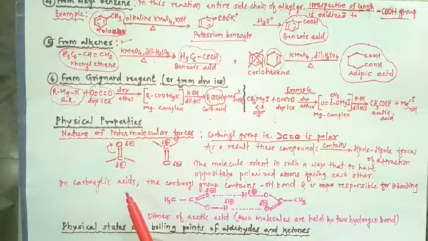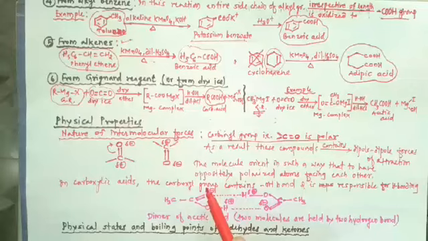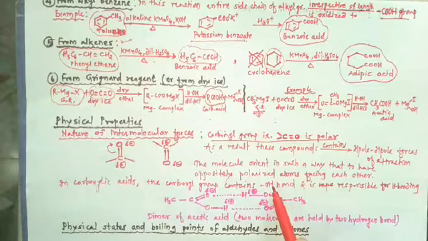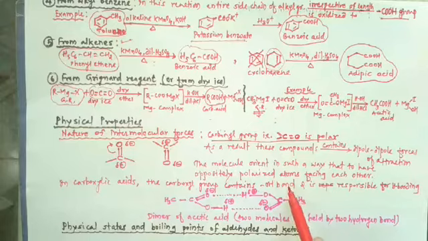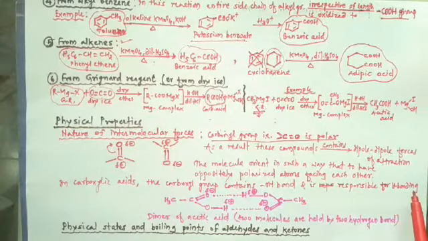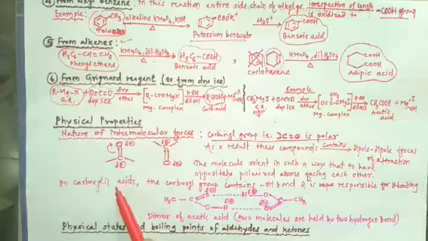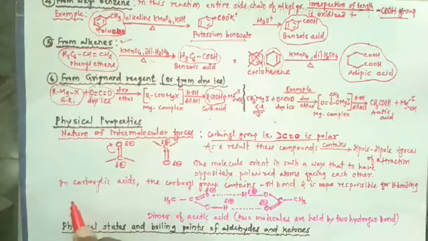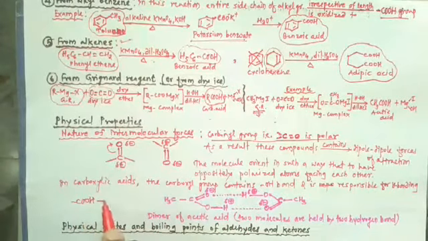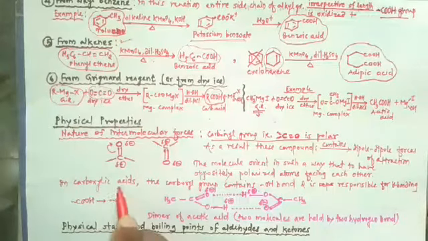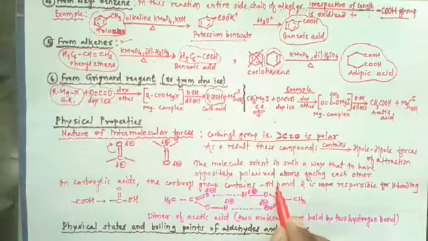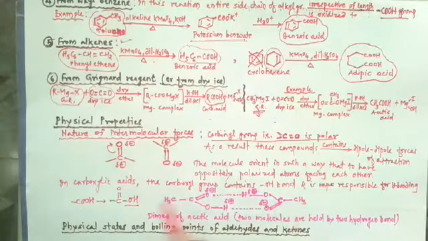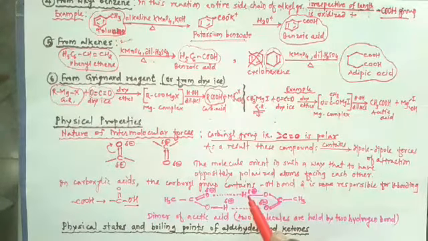So in carboxylic acid, the carboxyl group is present, and that carboxyl group contains an OH bond. This OH bond is responsible for hydrogen bonding. Carboxylic acid contains the carboxyl group, and this carboxyl group contains a hydroxyl bond, and it is responsible for the hydrogen bonding.